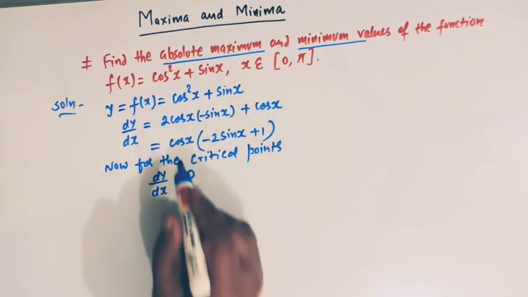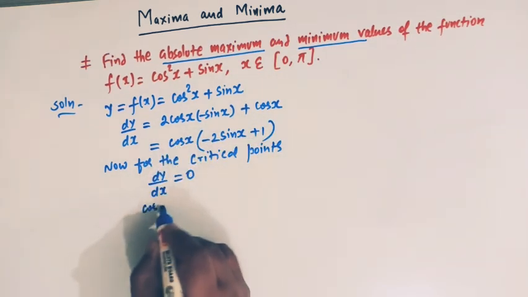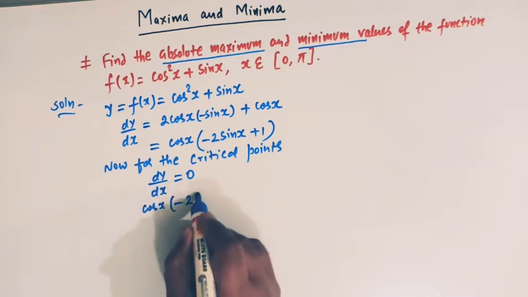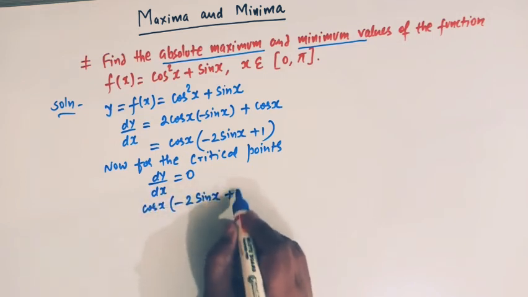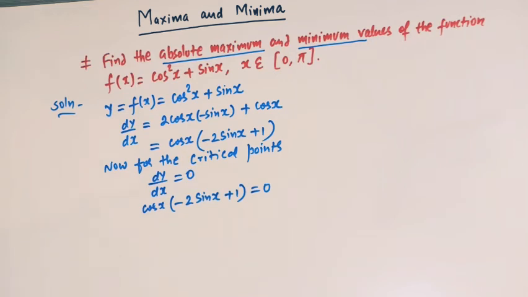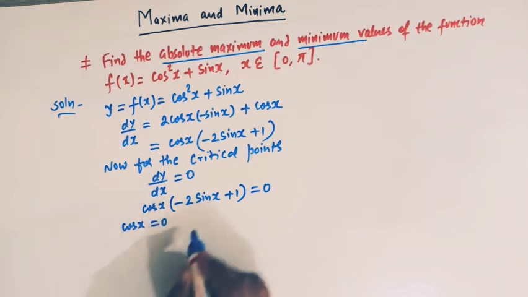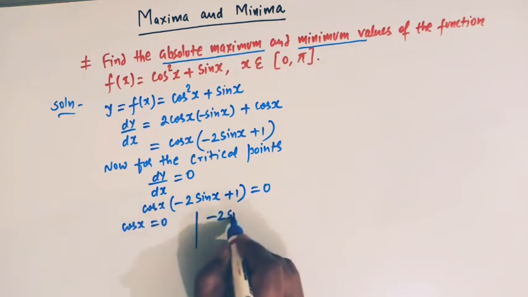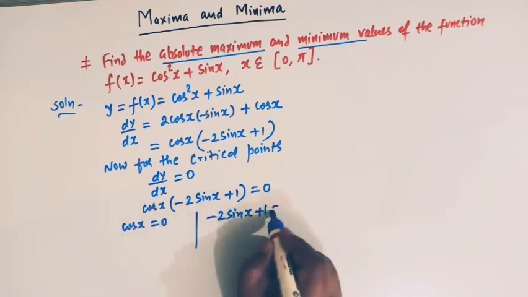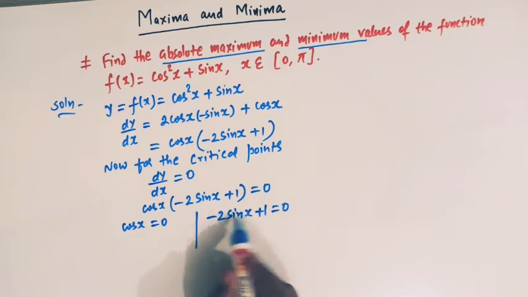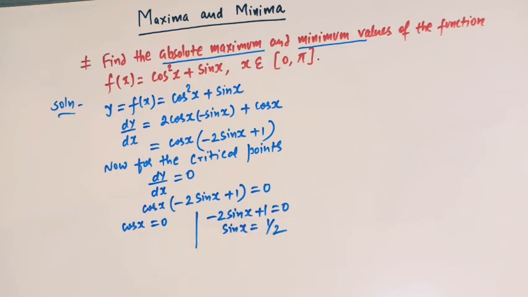So let us solve this equation, that is cos x times minus 2 sin x plus 1 is equal to 0, right? Now here we have either cos x is equal to 0 or minus 2 sin x plus 1 is equal to 0. Now this equation can be written as sin x is equal to half, right? And this is cos x is equal to 0. Now we have to find the values of x.